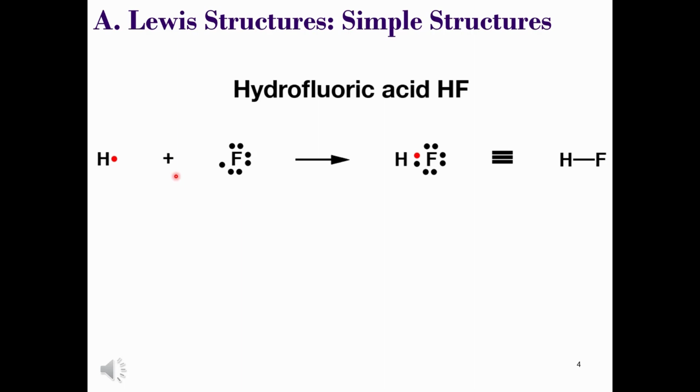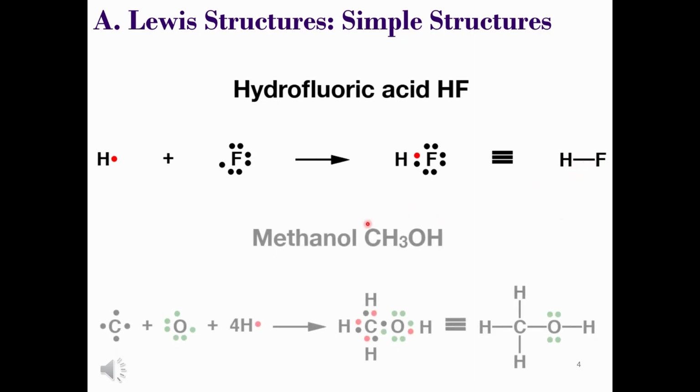So on this slide we're going to consider two Lewis structures, the first of which is hydrofluoric acid, which is a very simple structure. Hydrogen has one valence electron and only needs one more in order to complete a duet, and it can do this by sharing that electron with fluorine, which also happens to need only one electron to fulfill its octet. When these two atoms approach one another, they will bond, and the red dot and black dot are replaced by a single line to give us our hydrofluoric acid molecule.